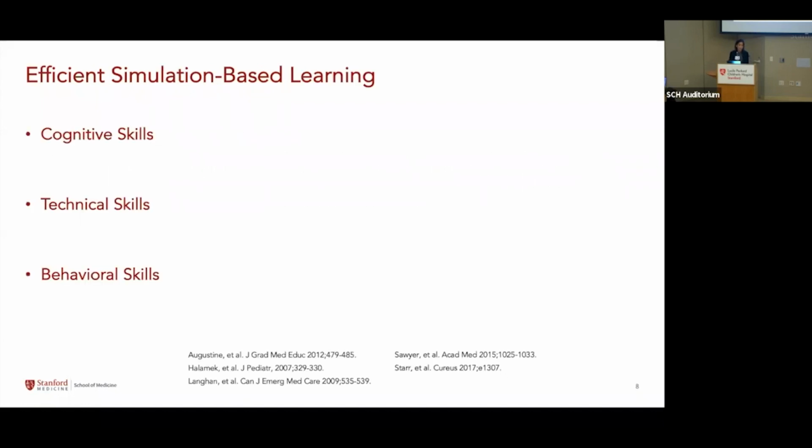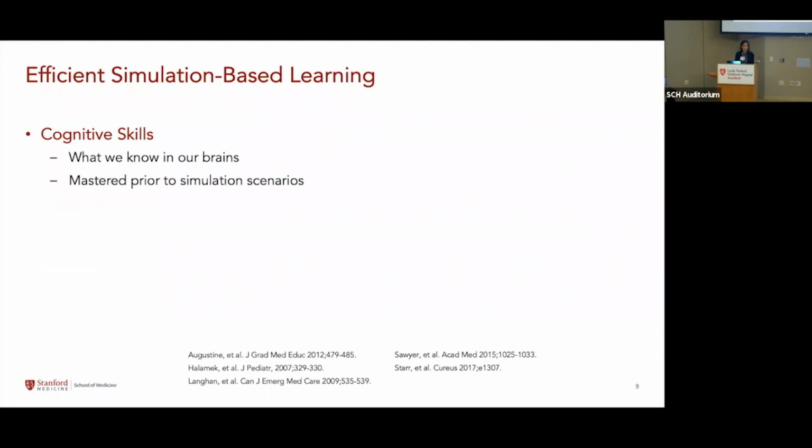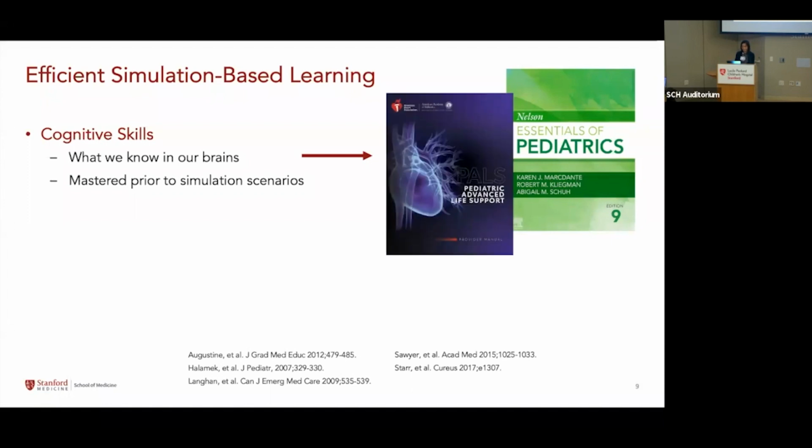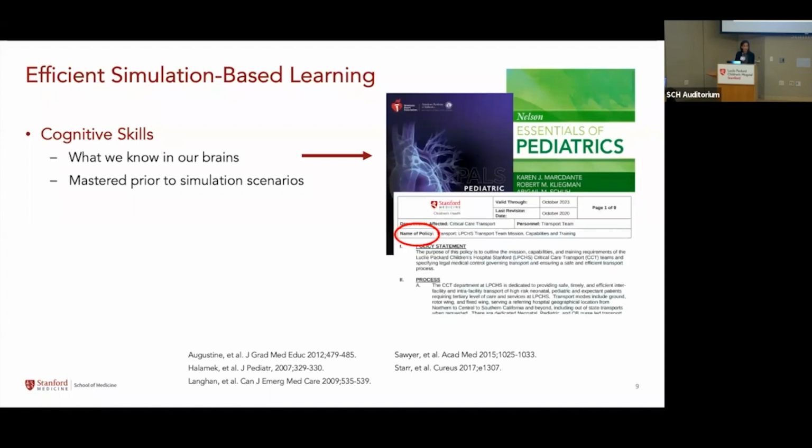Thinking about how to make simulation-based learning most effective and most efficient, it's helpful to break the skills that any individual might need to learn or any team might need to learn into three categories: cognitive, technical, and behavioral. So cognitive skills are the types of things that we know in our brains. And these are things that actually can be studied and mastered even prior to coming and participating in a simulation. These are the things that we might need to study from a textbook, or perhaps learn an algorithm, or even become familiar with a clinic policy or a patient care protocol.